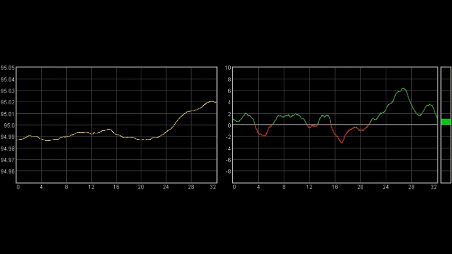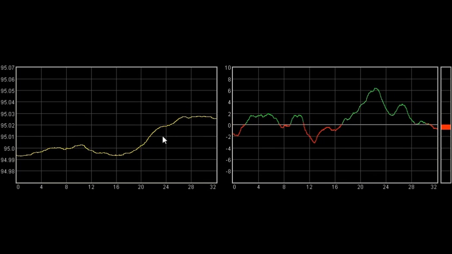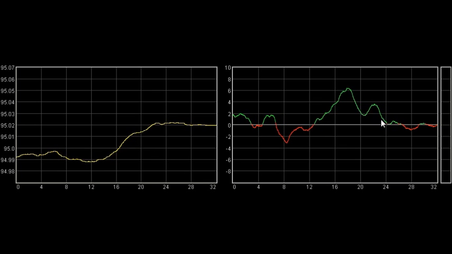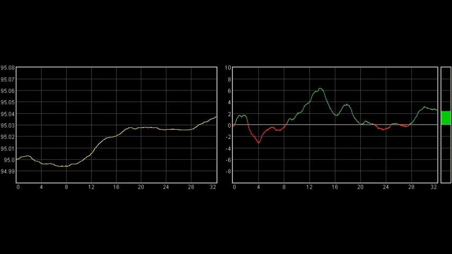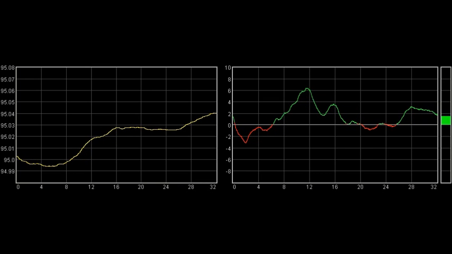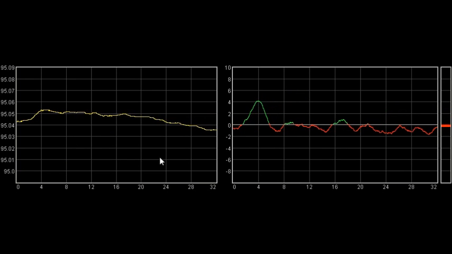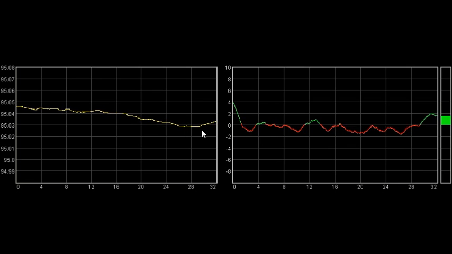You can see that when the temperature is increasing, as it is here, the rate of change graph goes above zero and shows us green here. The faster the increase, the higher the green trace goes. When the temperature starts to fall, as it does here, the rate of change goes below zero and shows as red here.